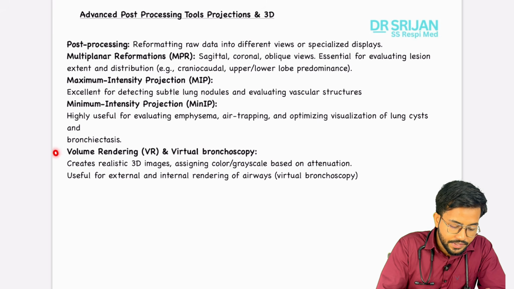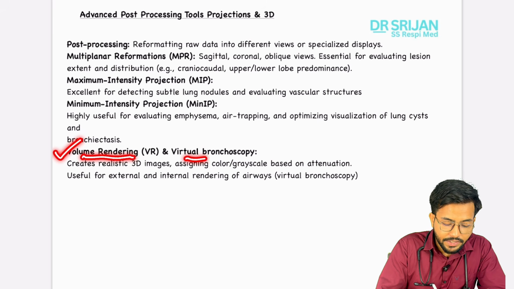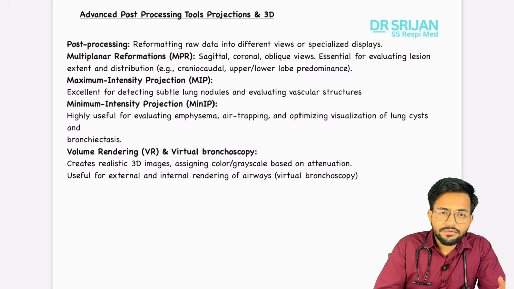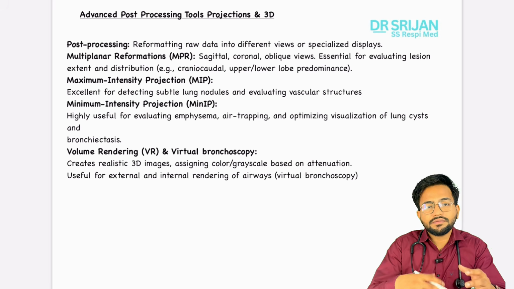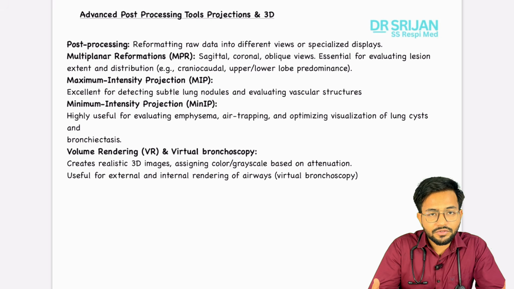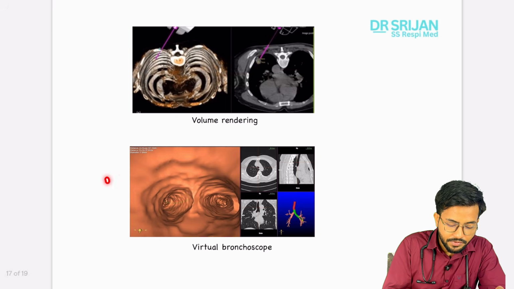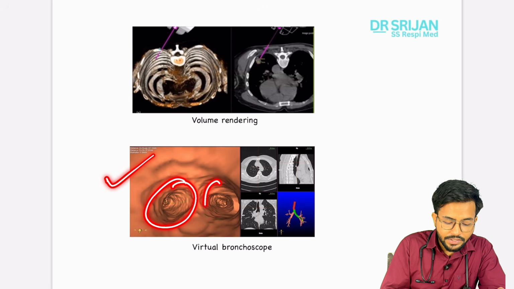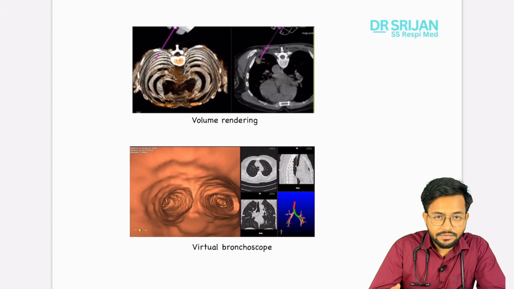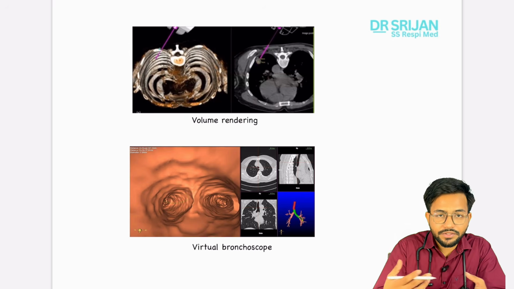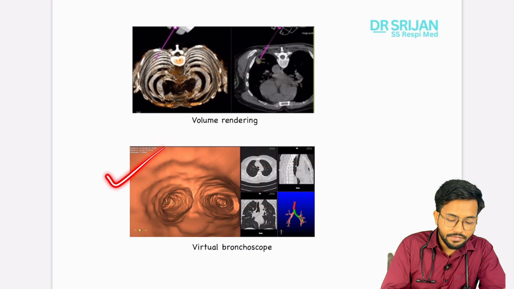And at last, we have something known as volume rendering and virtual bronchoscopy. Virtual bronchoscopy is very simple. Virtual bronchoscopy means within the CT console only, you are going to get an idea. This is what I'm talking about, virtual bronchoscopy. You'll get an idea of the airways. You don't need a bronchoscope to enter and then perform. You'll get an idea beforehand.